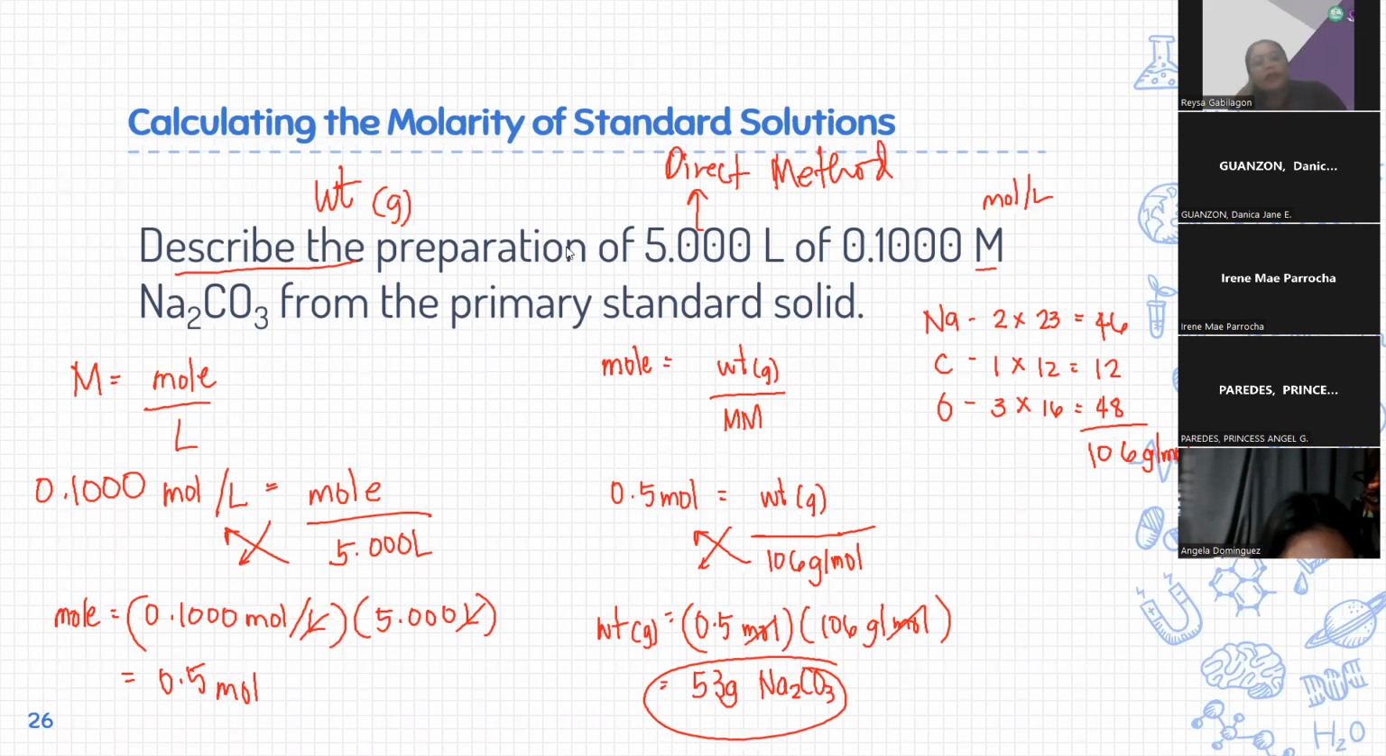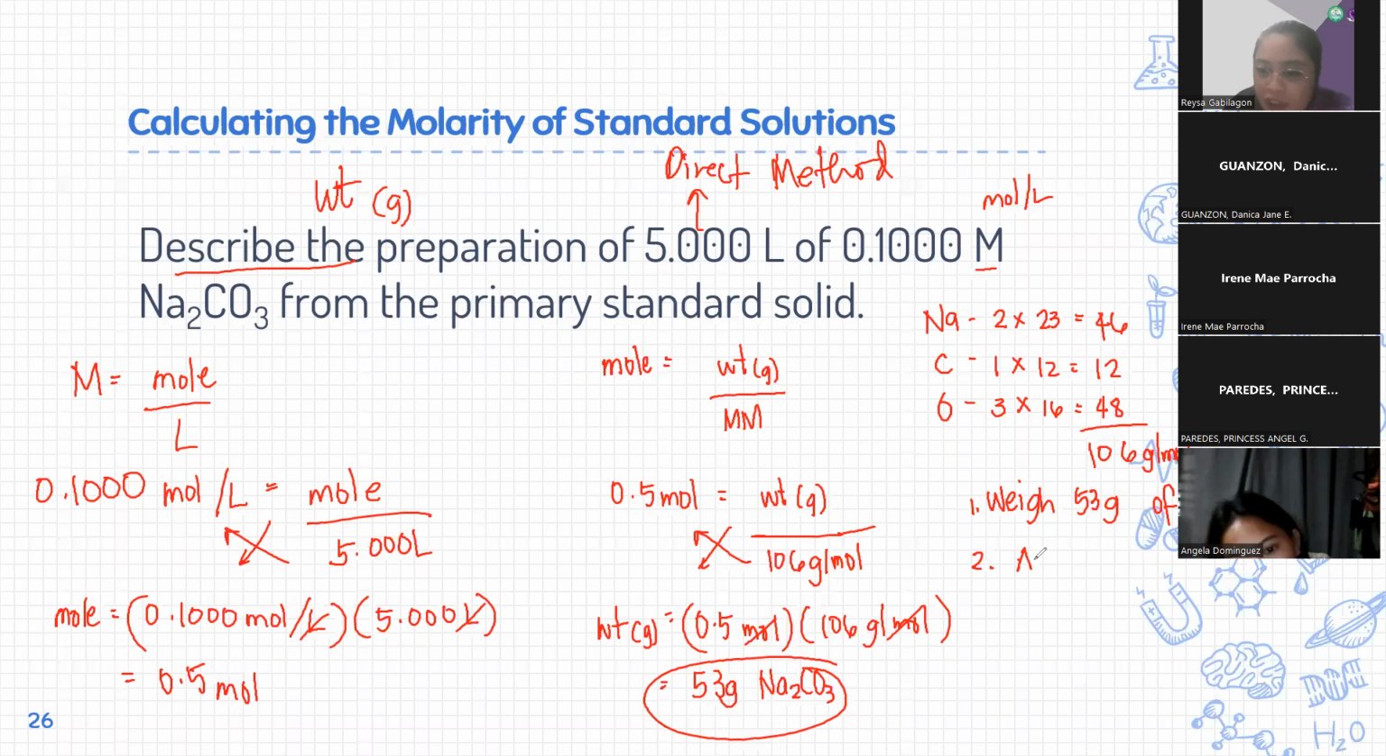Okay, let us continue. So what is now the step-by-step procedure based on the computation? Pag direct method, ganito lang. Step number 1, weigh. Ano yung na-compute natin? 53 grams. Weigh 53 grams of sodium carbonate. That's step number 1.